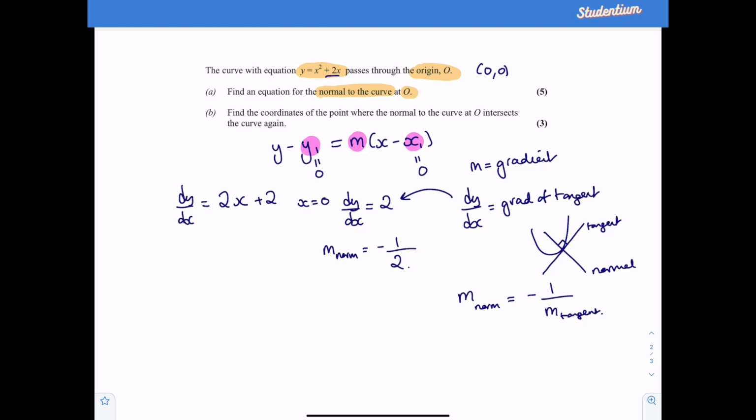So now we know the gradient that we need to use in this question because we're being asked to find the equation of the normal. And so that will give us y minus y1, which we said is 0, equals m, which in this case is the gradient of the normal, minus a half, and then x minus 0 again, because we're looking at the normal equation when we're at the origin. So this simplifies down to just leave us with y equals minus a half x.